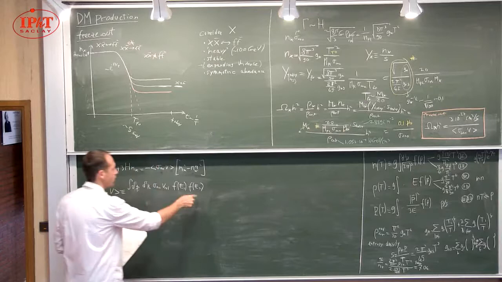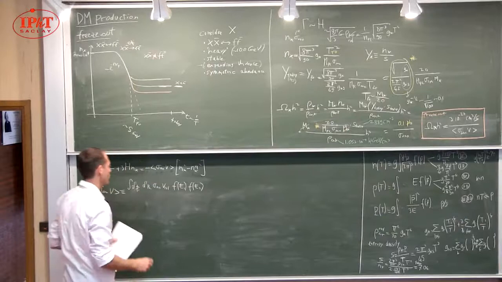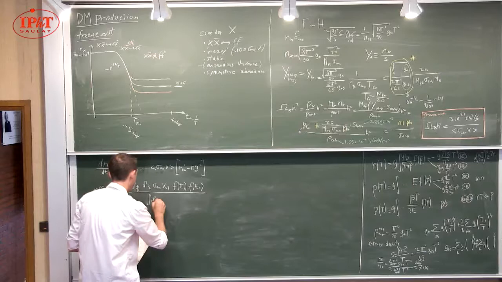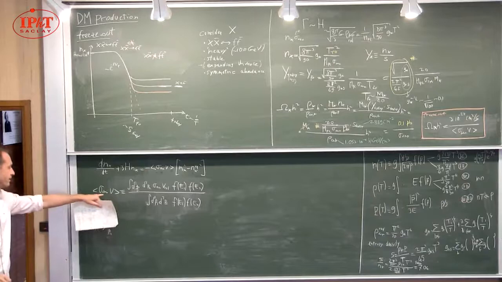Since we are in the thermal non-relativistic case, it's essentially the Maxwell-Boltzmann distribution, normalized by, of course, d3p1, d3p2, fe1, fe2. So this is what I mean when I write this quantity here.